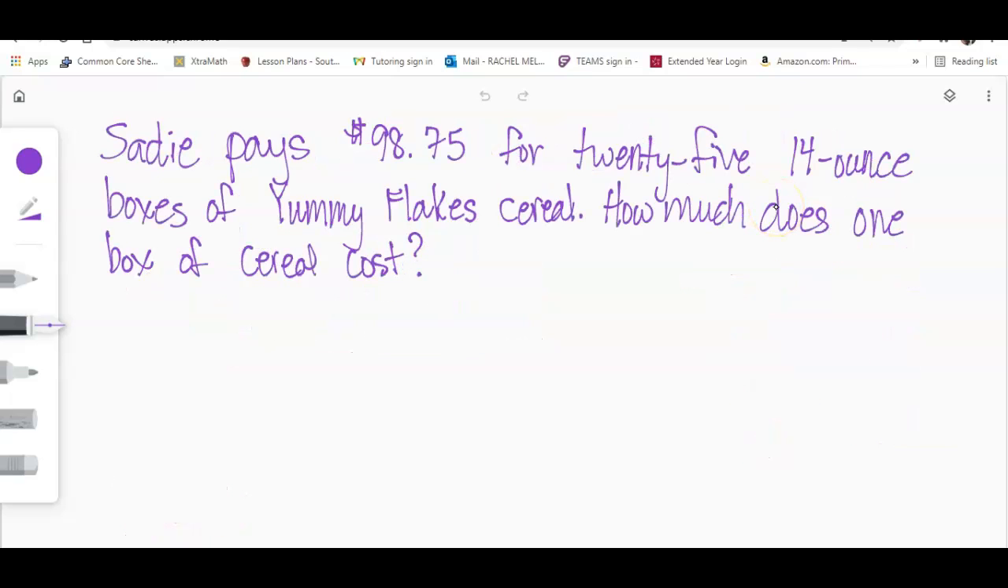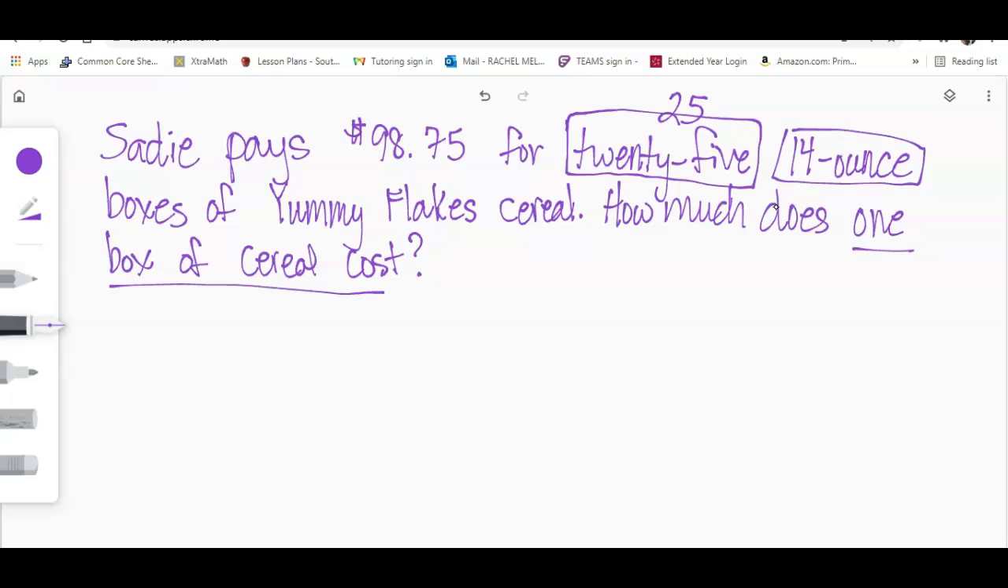So for our last problem together, we have this word problem. Sadie pays $98.75 for 25 14-ounce boxes of Yummy Flakes cereal. How much does 1 box of cereal cost? Now, don't be tricked here. They're trying to trick you 2 ways. They're trying to trick you by using a number as a word. So this is 25 boxes.